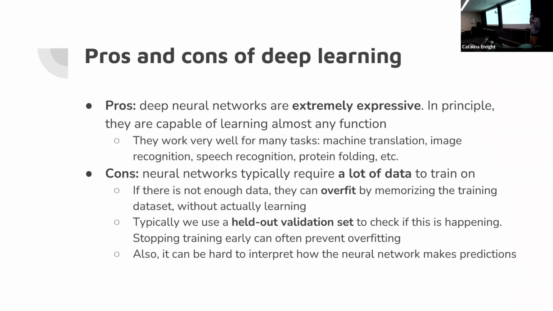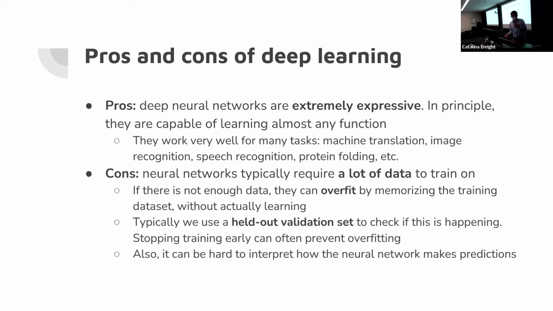Okay, so that's kind of the basics behind deep learning. Some pros of deep learning are that the functions it can learn are extremely expressive, and in principle, they could learn almost any function. So they work really well for a lot of tasks, like machine translation, image recognition, speech recognition, protein folding, etc. But the downside is that neural networks typically require a lot of data to train on. If there's not enough data, they can often overfit by essentially memorizing the training data sets. Think of this as memorizing the solutions to the answer key on the homework, but this is not going to help you actually learn how to solve new problems.